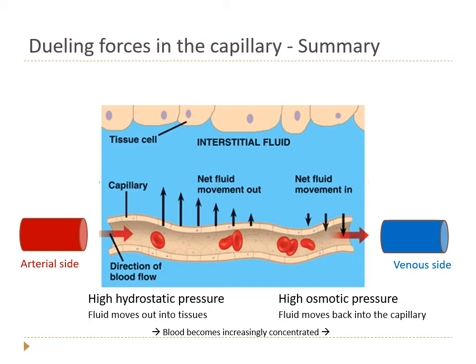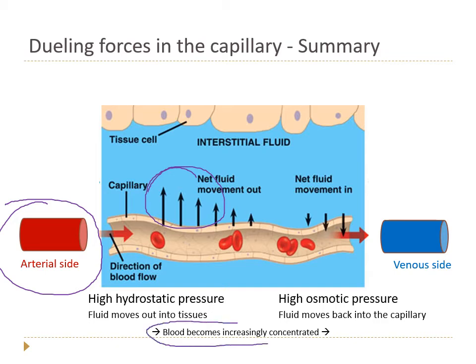This is a diagram that puts that all together. So on the left, we start off with the arterial side. Hydrostatic pressure is high, blood pressure is high. So that's going to push fluid out into the tissues. As that process continues, the blood becomes increasingly concentrated, osmotic pressure increases, hydrostatic pressure, now that we're getting farther away from the arteries, is decreasing, and so then fluid is going to start to move back into the capillaries as we come over to the venous side of the capillary bed.